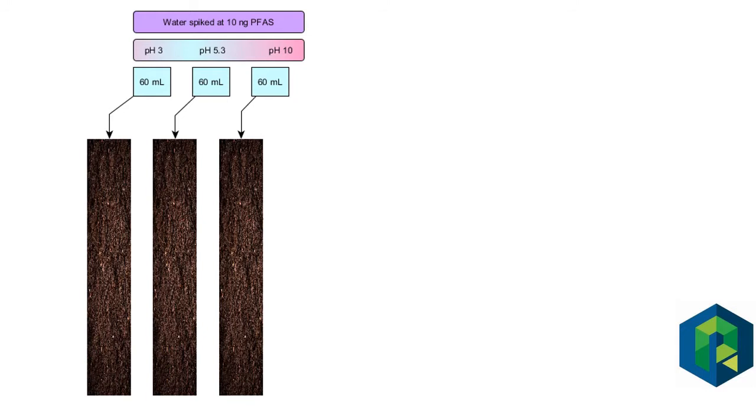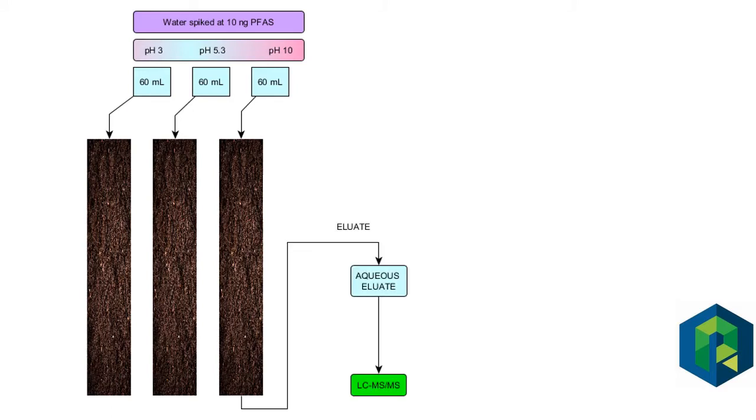And the idea being, we let it sit and dry, and then we rinse it through with 60 milliliters of water. And by the way, there are 3 columns. We had different pHs, pH 3, 5.3, and 10, but it turned out that pH didn't really have any effect globally on these results. So anyway, we rinsed through with 60 milliliters of water, and the idea would be to collect the aqueous eluate and analyze it on LCMS. Any PFAS that are not in the aqueous eluate are presumably still in the soil.